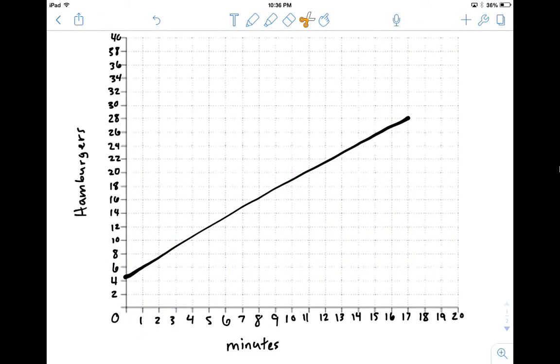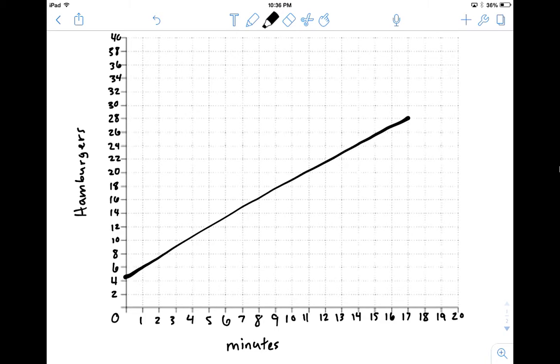Okay, guys, so this video is going to be a review of how to find the slope of a line. So I'm going to find the slope of this little fake graph that I set up here, and hopefully it helps you figure out how to find the slope of your lines. On my graph, I've got hamburgers on this axis and minutes on this axis.